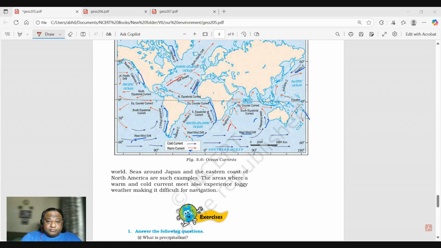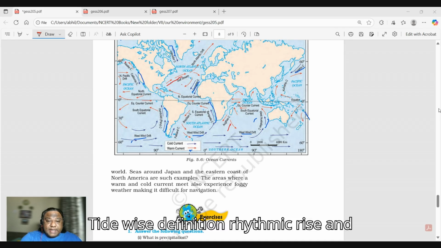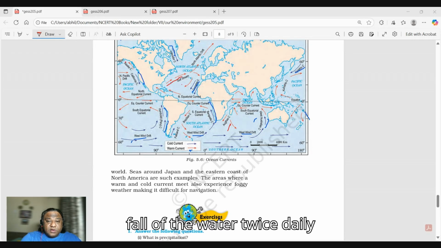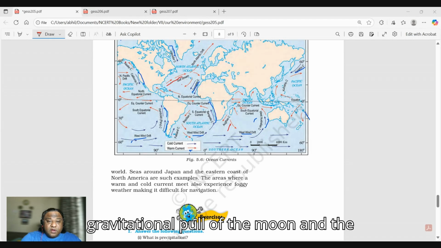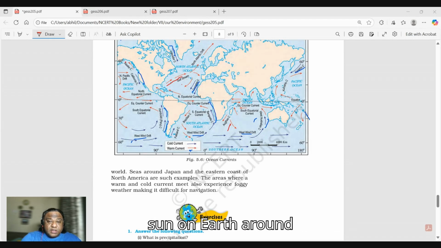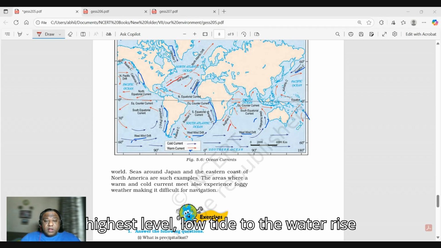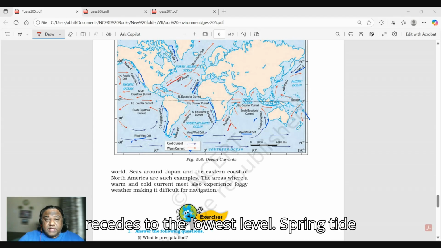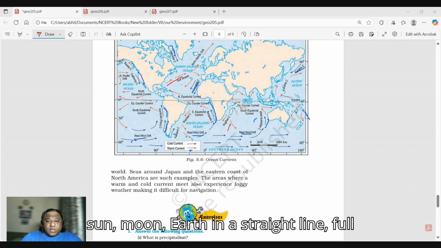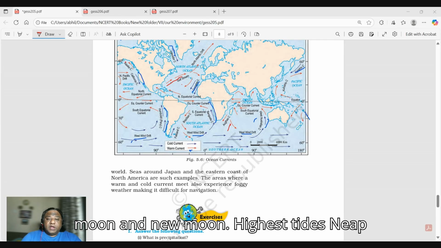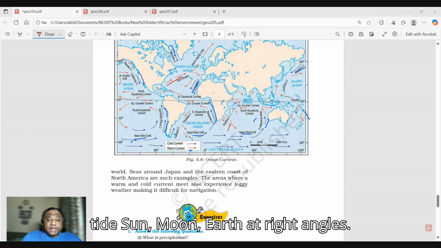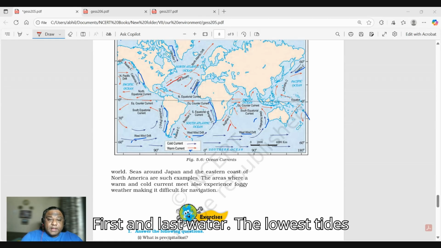Then tides. The definition: rhythmic rise and fall of sea water twice daily. The gravitational pull of the moon and the sun on Earth causes this. High tide is when water rises to the highest level, low tide is when the water recedes to the lowest level. Spring tide: sun, moon, and earth in a straight line, at full moon and new moon, the highest tides. Neap tide: sun, moon, and earth at right angles, at first and last quarter, the lowest tides.